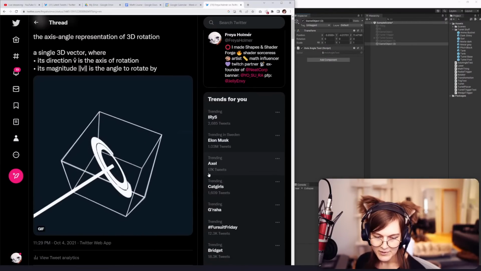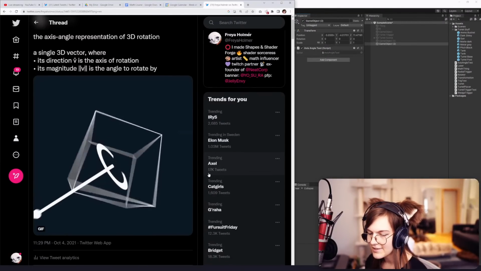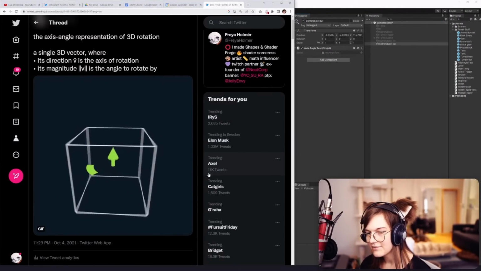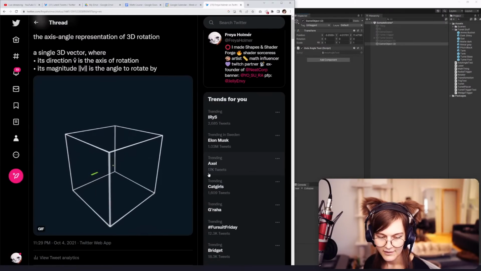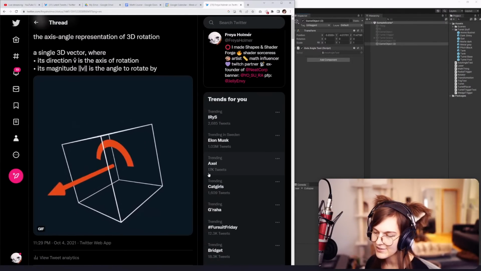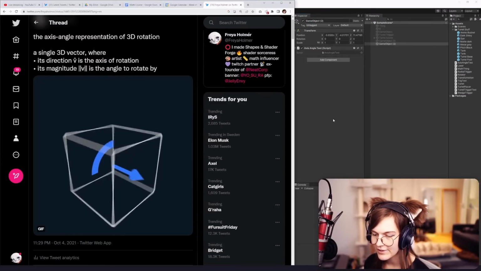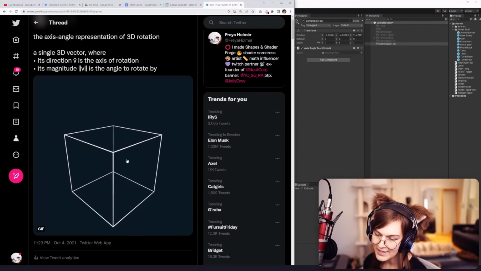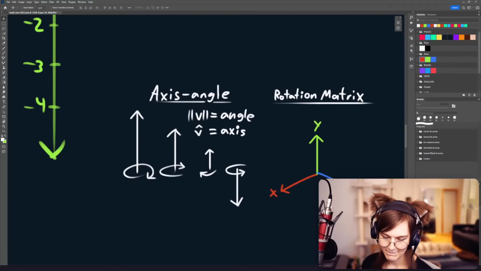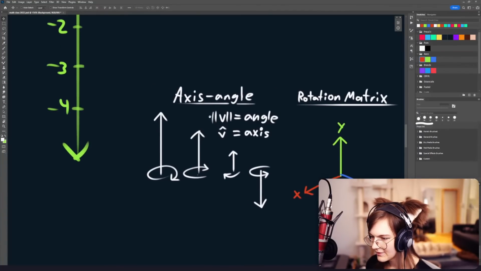What are the arrows supposed to represent? The arrows are the vector data of the axis angle. It's just the vector of the axis angle way of storing rotations. So it's just a 3D vector. And so axis angle.